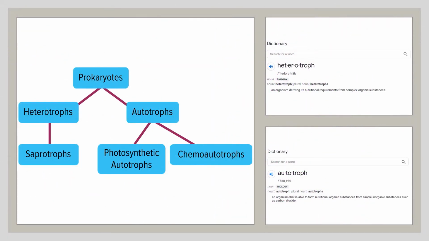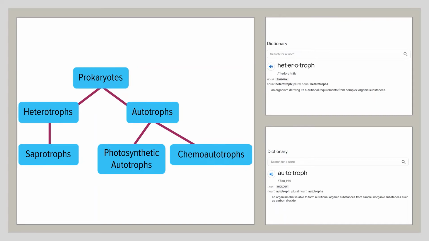Okay, more about prokaryotes. So most prokaryotes are classified as a kind of autotroph. An autotroph is an organism that is able to form nutritional organic substances from simple inorganic substances such as carbon dioxide. Essentially, autotrophs are capable of making their own food.